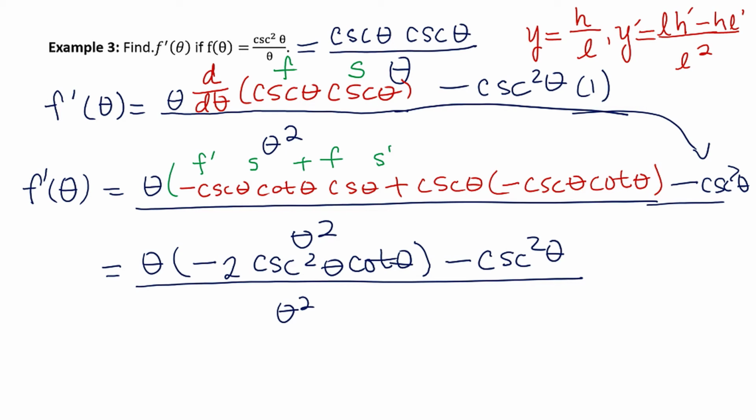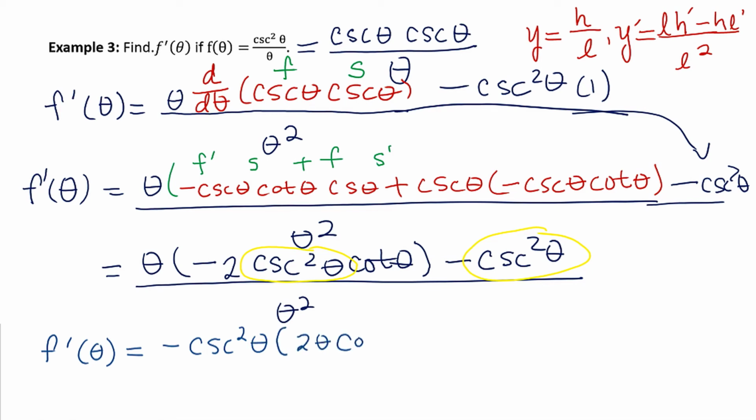And if you wanted to, you can factor out the common cosecant squared. We get that f prime of theta is equal to negative cosecant squared theta times 2 theta cotan theta plus 1, and don't forget the denominator of theta squared.